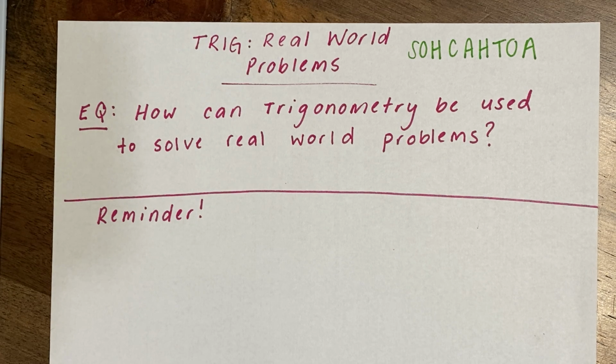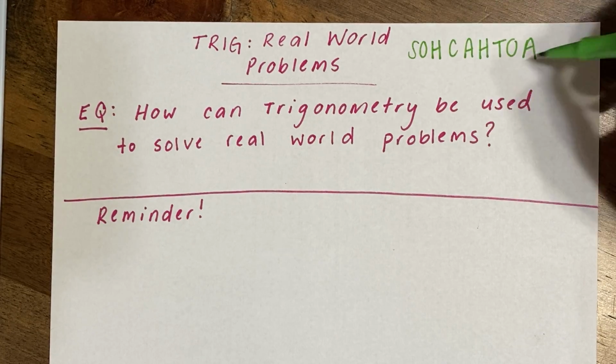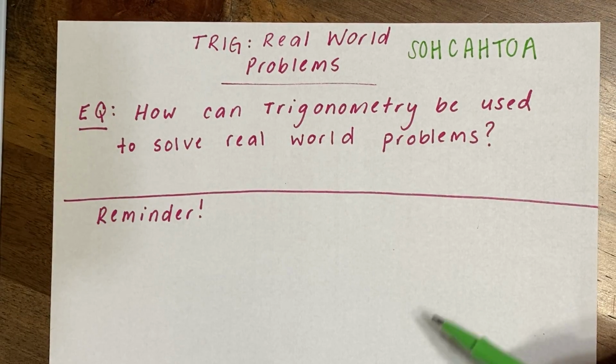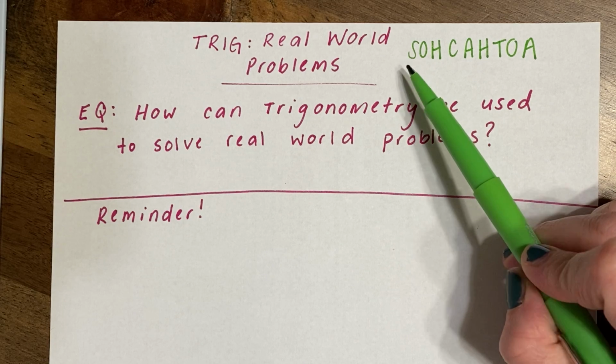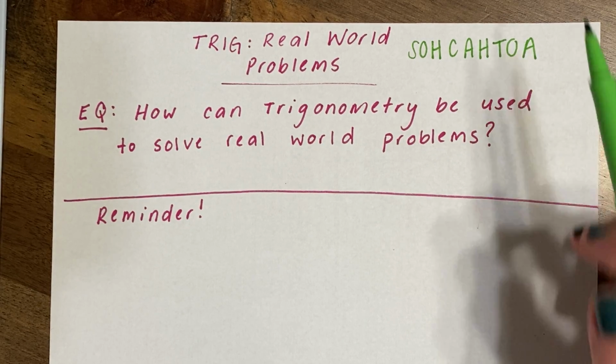All right, so our essential question for today is, how can trigonometry be used to solve real world problems? So remember, we use that acronym SOHCAHTOA to remind us what each of the trig ratios represents. So just as a reminder, it'll be a good refresher for us to write down the equations that we have for sine, cosine, and tangent, okay?